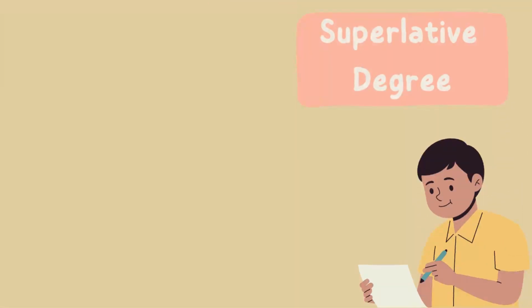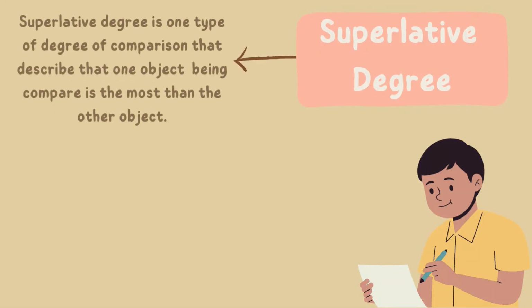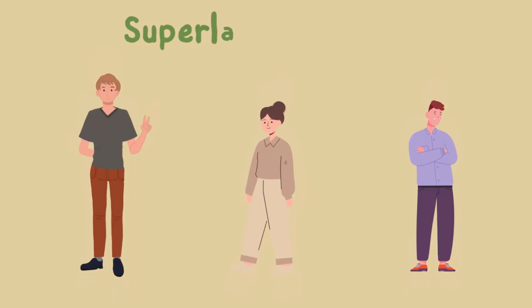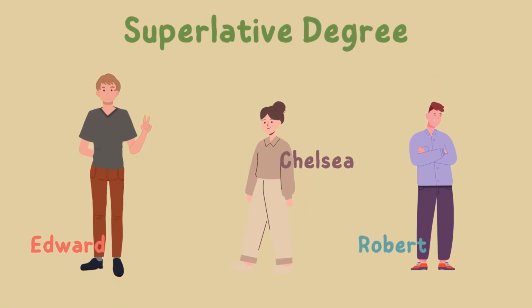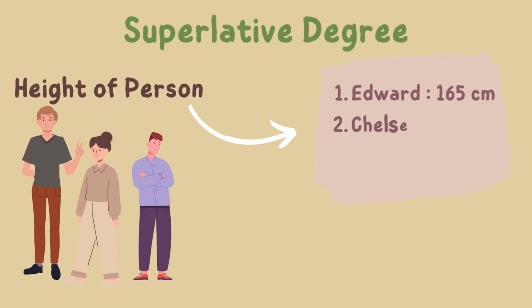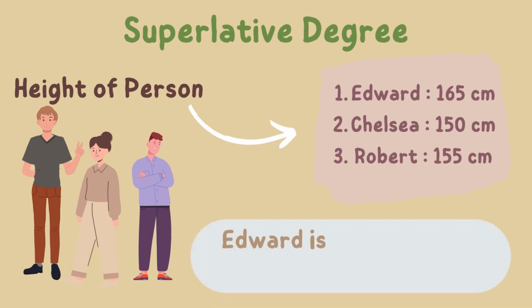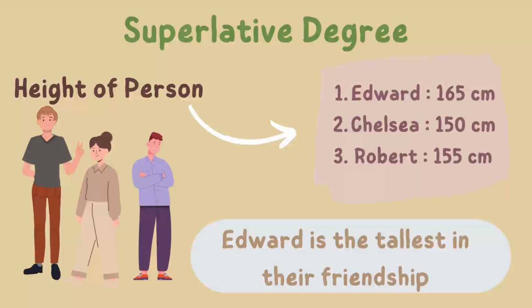And the last type is superlative degree. Superlative degree is one type of degree of comparison that describes that one object being compared is the most compared to the other objects. Superlative degree uses the suffix est or most or the most. For example, we want to compare the height of three friends, Edward, Chelsea, and Robert. This is the data of their height. Edward is 165 centimeters, Chelsea is 150 centimeters, and Robert is 155 centimeters. We want to find who is the tallest, so we can conclude that Edward is the tallest in their friendship.